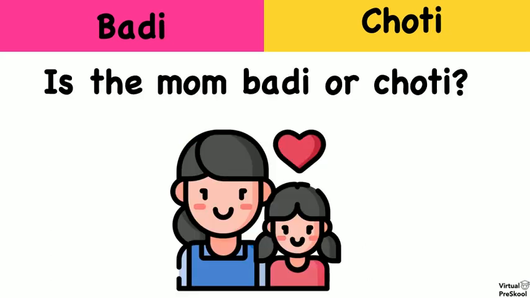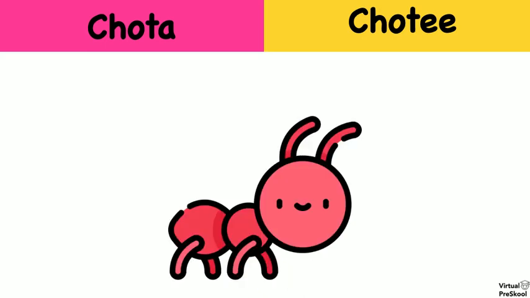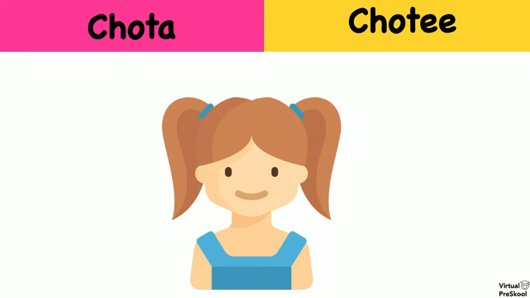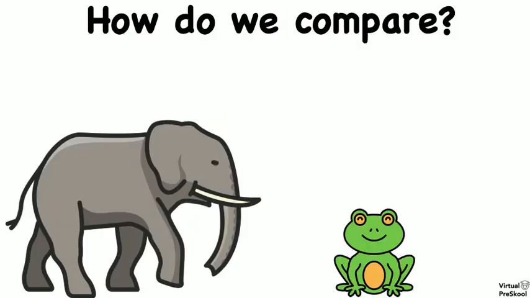Now, is the mom badi or choti? She's badi, right? The mom is badi compared to her daughter. Billi chota hai or billi choti hai? Billi choti hai. Cheetah choti hai. Baby choti hai. Ladki choti hai. Mor chota hai.